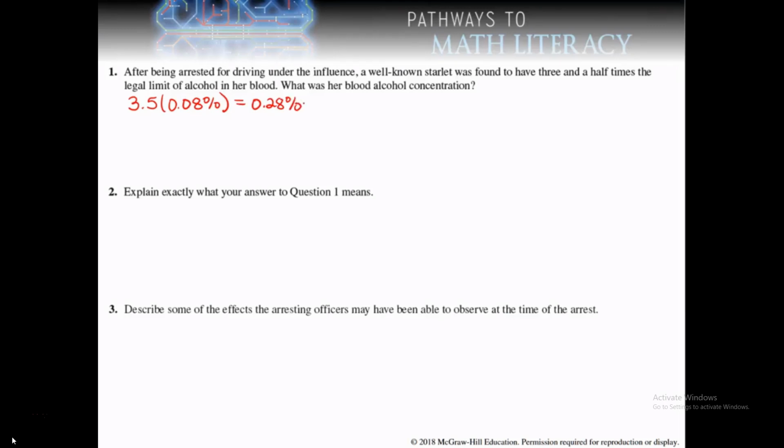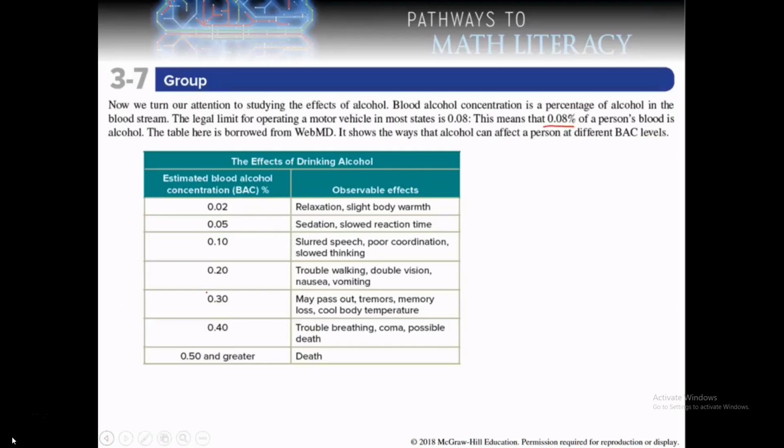And that's going to give us 0.28%. Now in number 2, they want us to think about what exactly that means. First of all, that's not 28%. That's really 0.28%. And that means that 0.28% of her blood volume is actually alcohol. And then in number 3, describe some of the effects or symptoms that she may be having. Well, 0.28% is not quite up to 0.3, so we'd be in the 0.20 category. Trouble walking, double vision, nausea, and vomiting.